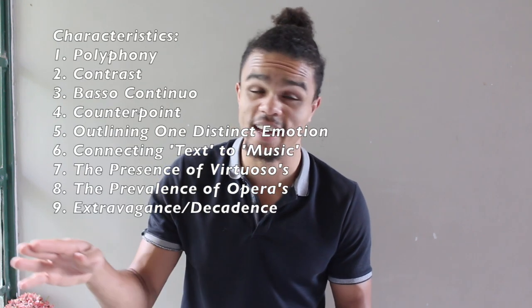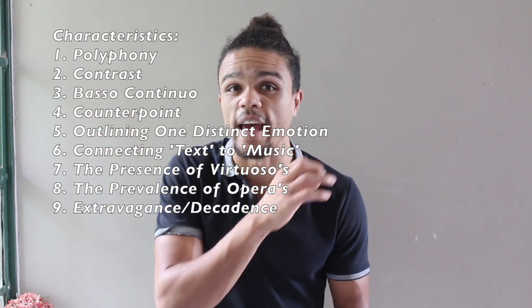One last characteristic, you can call it the ninth characteristic, but I would actually say it's the main characteristic of the Baroque era, and it was present in art, architecture, music, everything. It was the fact that the Baroque era was extremely extravagant. They were extremely decadent. They were extremely decorated in every aspect, whether it's the art or the music. When it came to art, it was extremely decadent, extremely decorated and extremely elaborate.